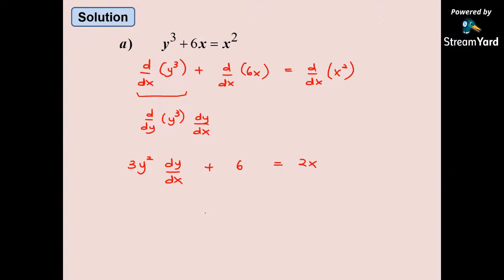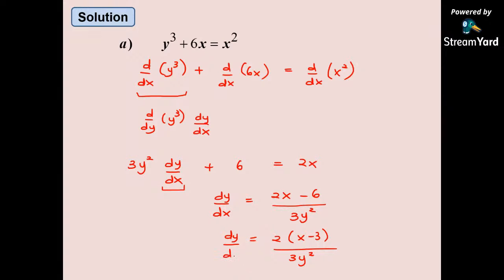And then since the question asks for dy over dx, we should have dy over dx as the subject. Therefore, dy over dx is equal to 2x minus 6 and then divide everything by 3y squared. Or you can actually factorize the 2 out. So 2x minus 3 over 3y squared, and this is dy over dx.